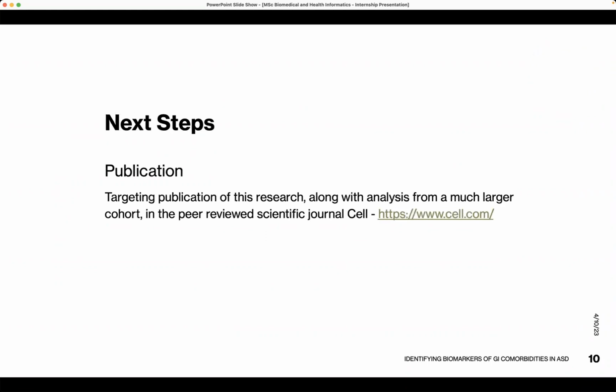The next steps, we're targeting publication of this research, along with analysis from a much larger cohort, in the peer-reviewed journal Cell.